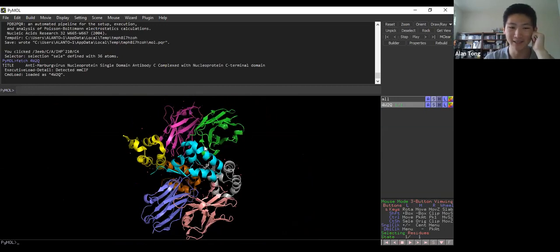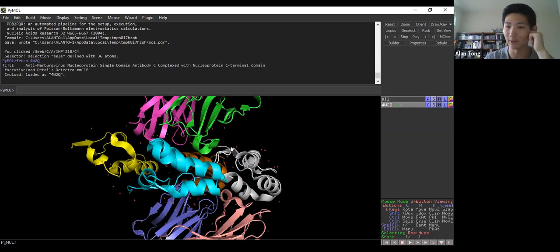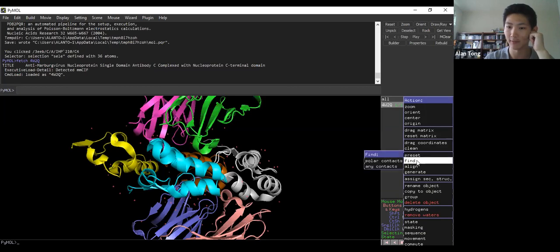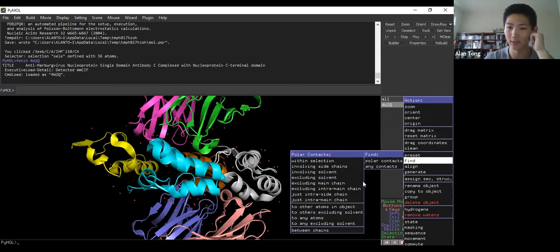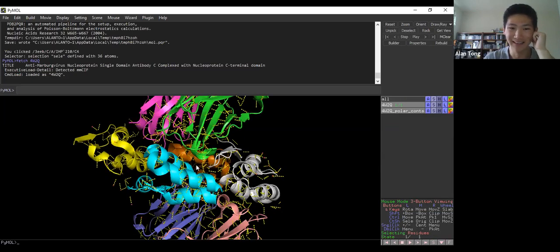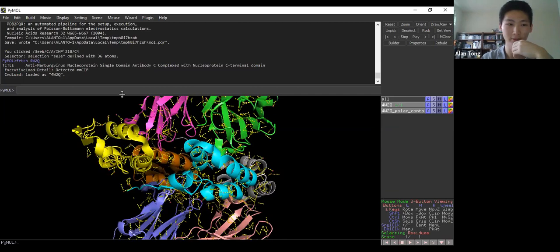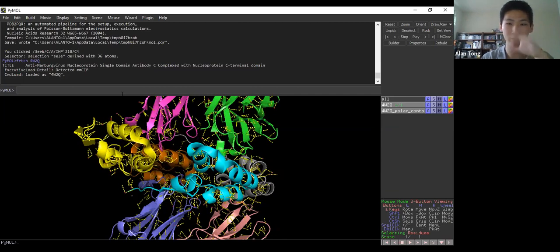So you can see the antibody is maybe binding to something, right? Let's look at how it's binding, shall we? Let's use A, find any contacts, or I guess polar contacts within selection, right? Look at that. Those are all the hydrogen bonds that these things form with itself, and that's why it's bonded together. That's why the antibody is pretty specific, I guess. So you can imagine all these sort of things happening at the molecular level.